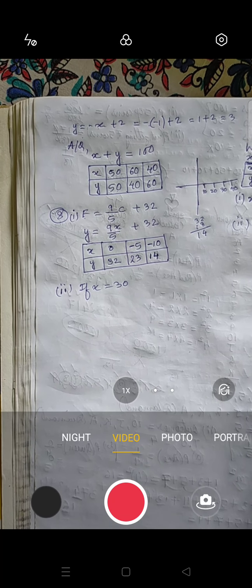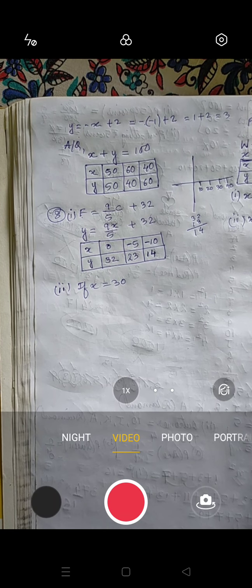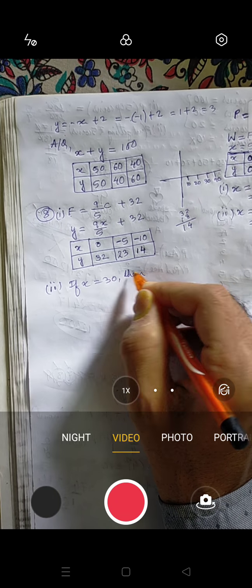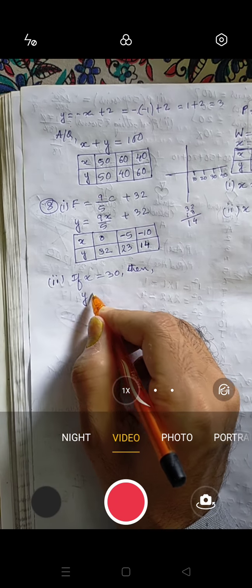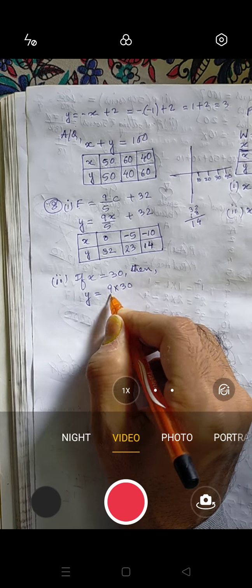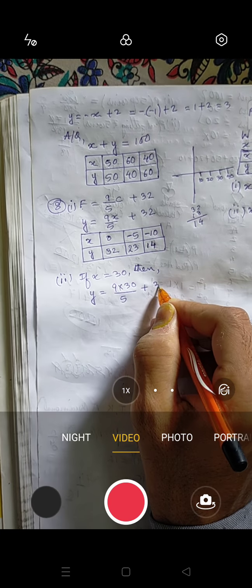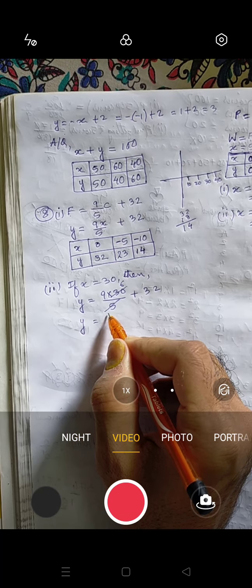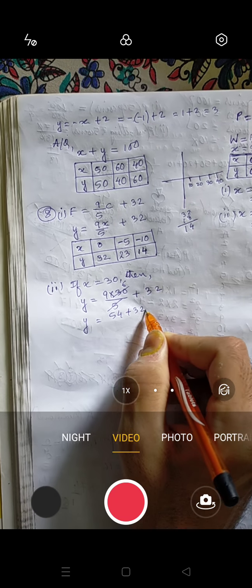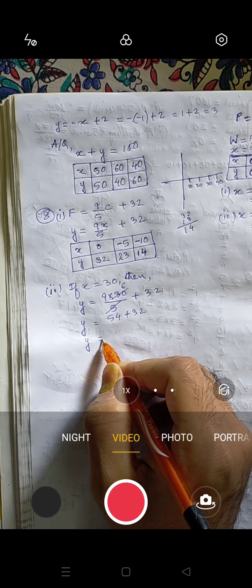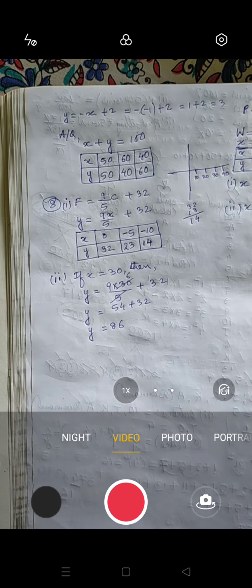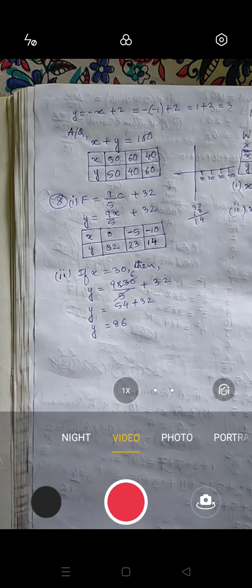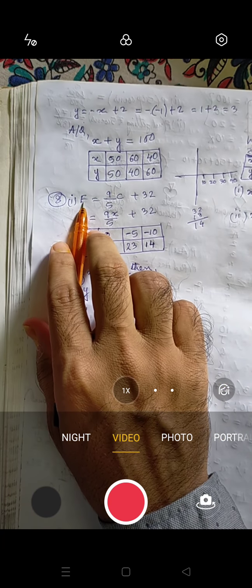If the temperature is 30 degrees Celsius, what is the temperature in Fahrenheit? You have to find Fahrenheit. Then if x is equal to 30, then y is equal to 9 into 30 by 5 plus 32. This can be cancelled, 5 sixes are 30. So y is equal to 9 sixes are 54 plus 32. So y is equal to 86. Any problem? So y is equal to 86 Fahrenheit. Okay. So y we have already taken as Fahrenheit, so no problem.